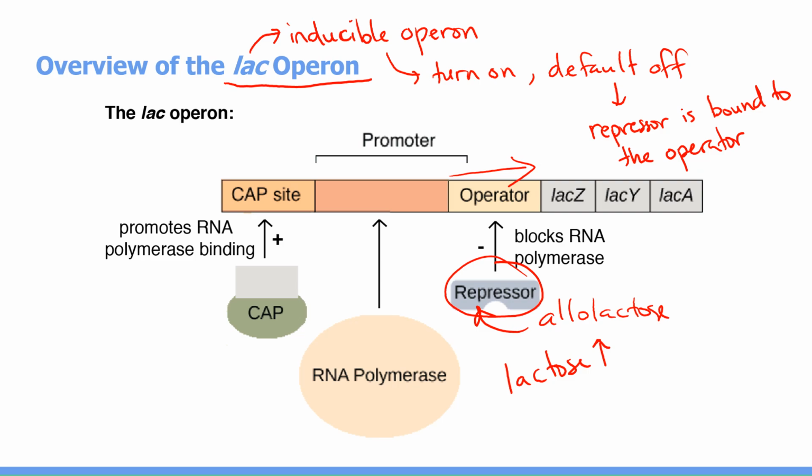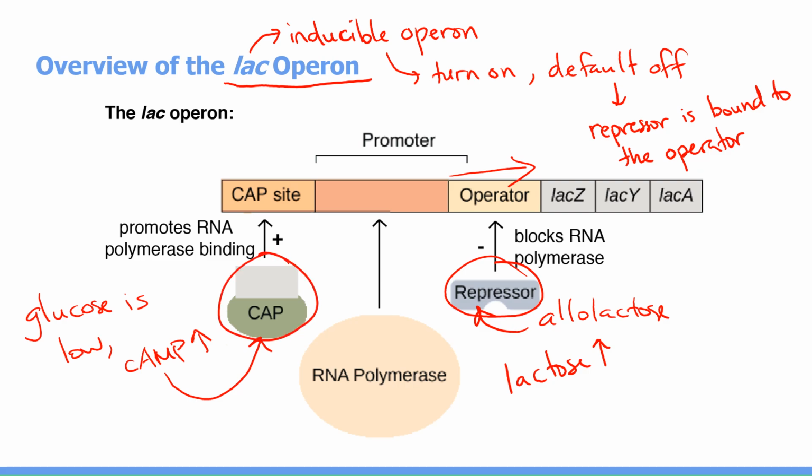But there's a positive control. Okay, so the positive control is when glucose is low, cAMP increases. Okay, that binds to the CRP or CAP, and that activated CRP binds to this CAP site and thus attracts RNA polymerase to this DNA operon. Okay, and then transcribe those enzymes.